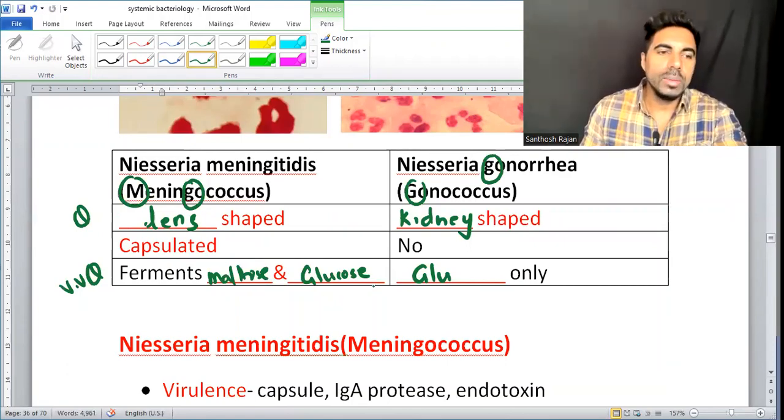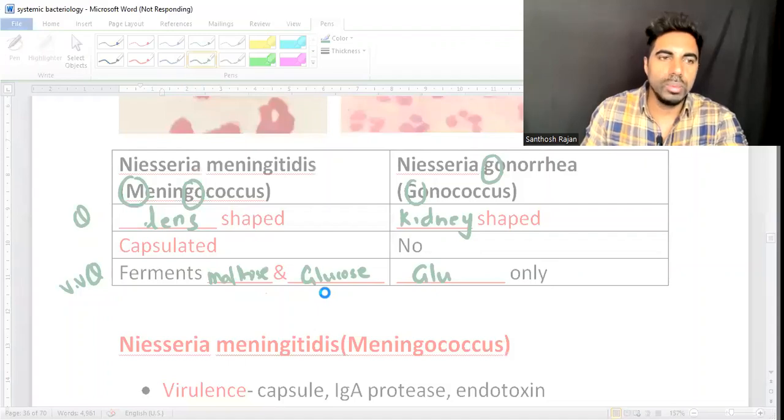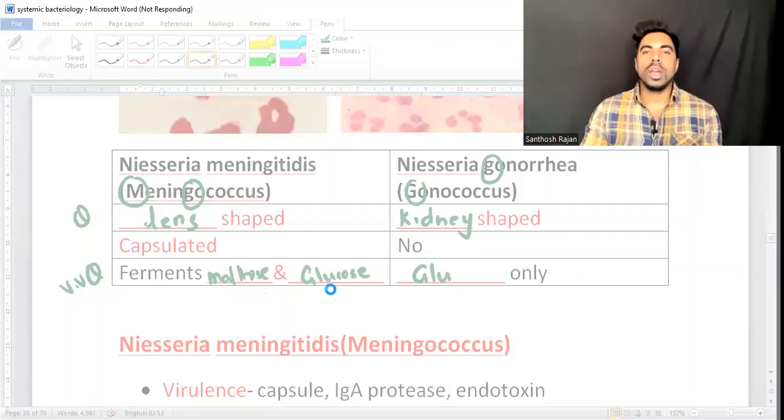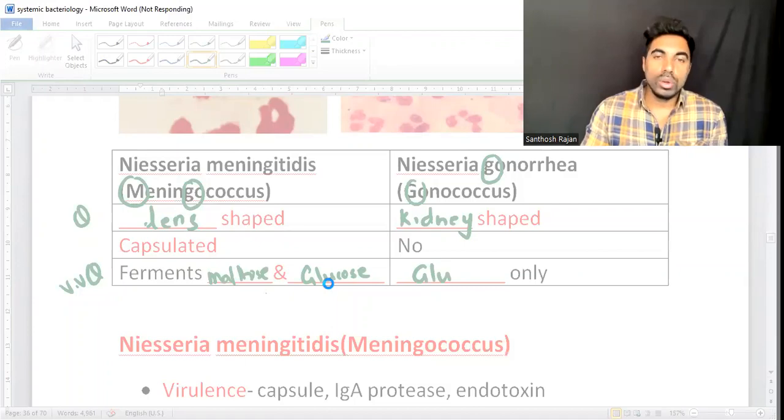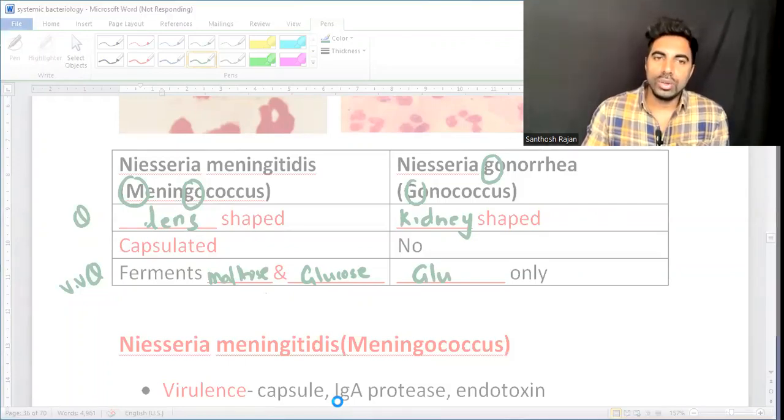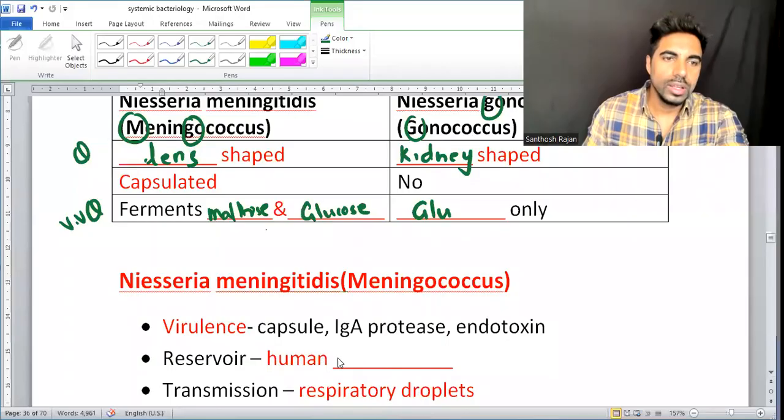Now Neisseria meningitidis is a meningococcus. We already saw this is the most common cause of meningitis. Neisseria meningitidis causes meningitis. In which group? Usually not in children. It is common in the adolescent group.